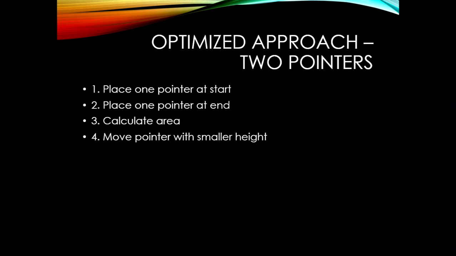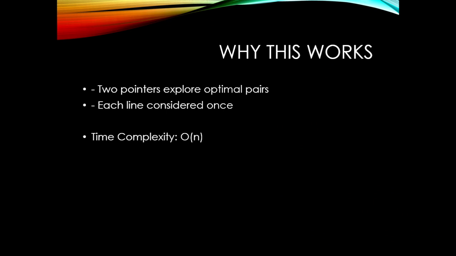So our optimized approach would be like this. We use two pointers, one at the start and one at the end. At each step, we calculate the area and move the smaller height pointer. Why this works? Because each pointer moves at most once per index. We examine all meaningful containers in linear time.